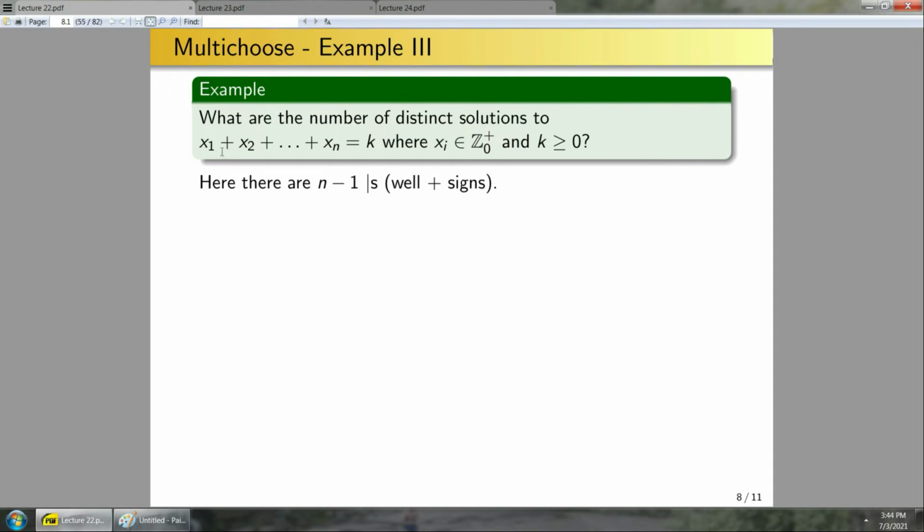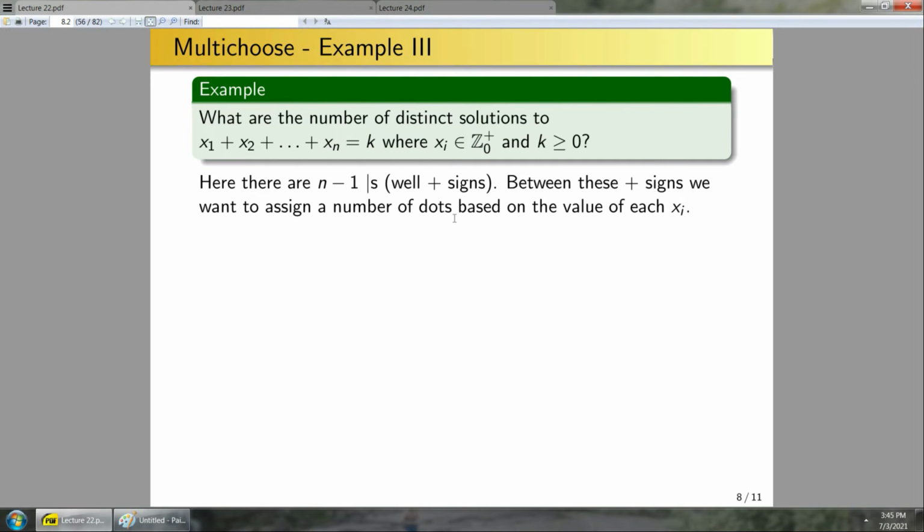In this case, the lines are simply going to be these plus signs that are splitting things up here. Now, what are my stars or my dots going to be? Well, here I want to assign each one of these x sub i's a number, and I want those numbers to add up to 12. So between these plus signs, I'm going to assign a number of dots based on the value of each one of these x sub i's. So if x sub i was 7, I put 7 dots. If x sub i was 10 million, I put 10 million dots, etc. So again, just putting that in words on the slide, for x_i equal to L, I'll place L balls to represent x sub i.